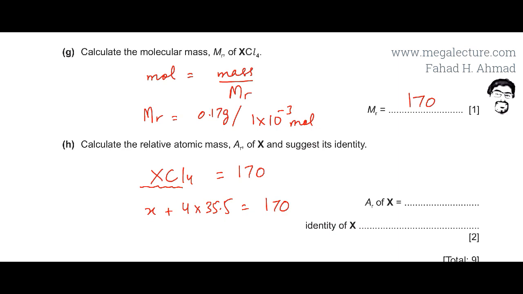Using this, we can make X the subject of the equation, and according to my calculator, the value of X comes out to be equal to 28. So the AR of X is 28. What you now need to do is look at the periodic table and find what is found at atomic mass of 28, and the answer is silicon. Silicon is the element that has an AR of 28.